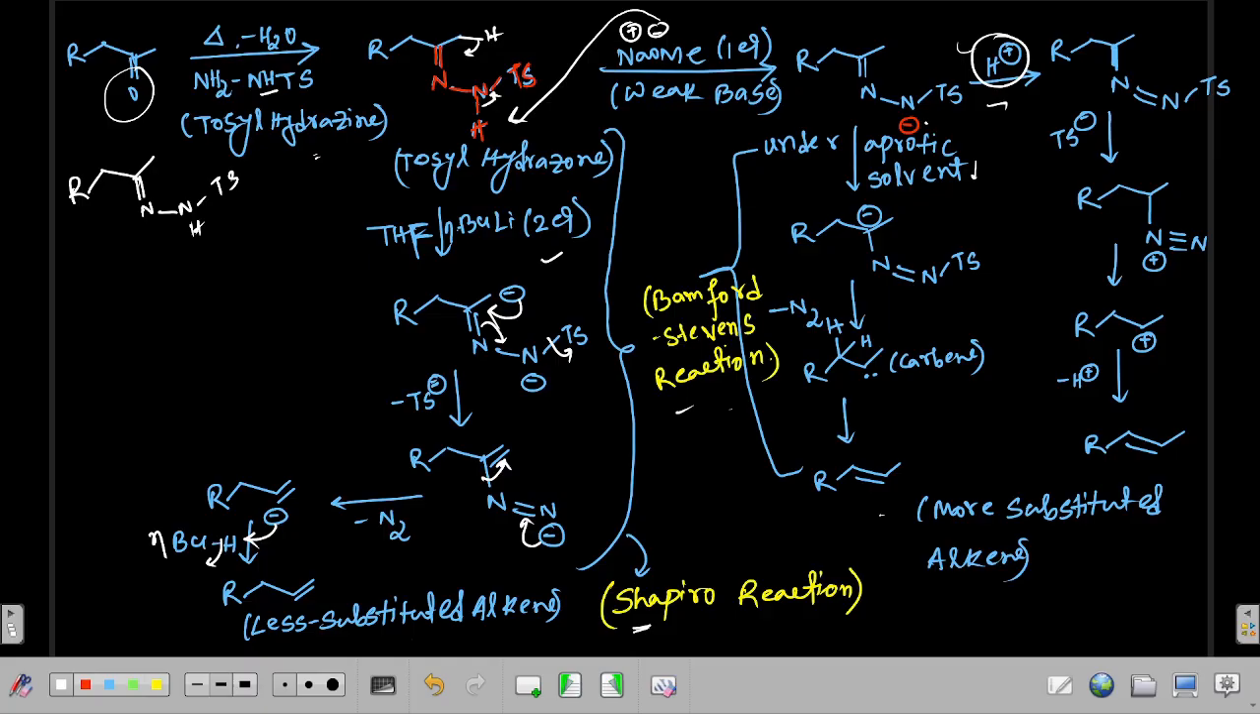In the presence of acid, this anion will come, this negative charge will come here, and this bond will be shifted here. This bond will come here, and it will take one H plus, and it will form this N double bond in the TS.